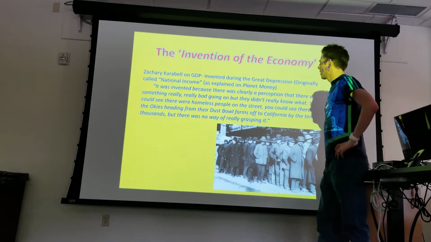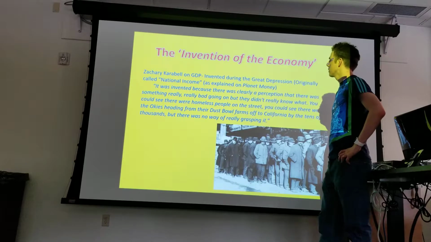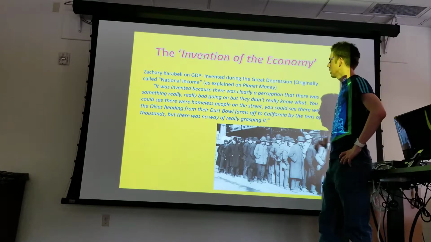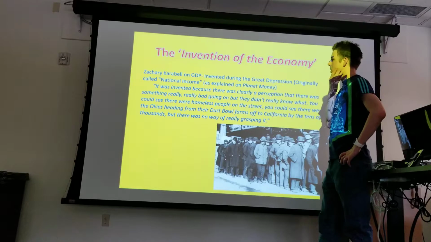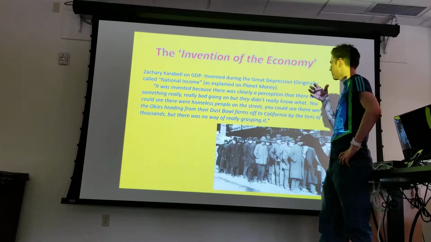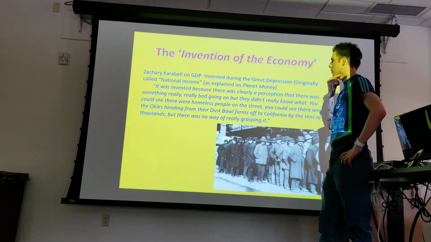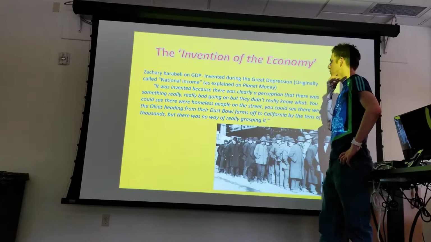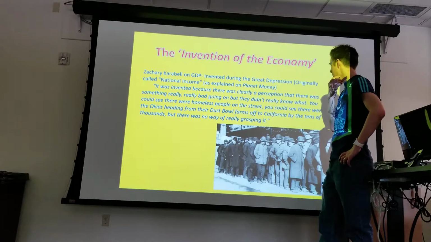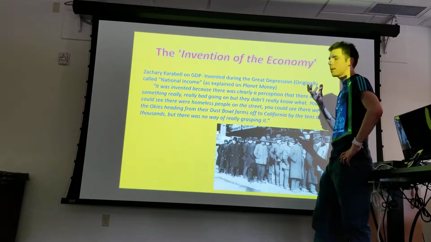So he credits the invention of gross domestic product, which I don't know if I even said what it was, but that's what GDP is. And this was, I think, on Planet Money. It talked originally about national income, and they had a clear perception that something really bad was going on in the 30s, but they didn't know how to measure it. We see people in lines at soup kitchens, but how do we know what's really going on? And so they came up with this idea.